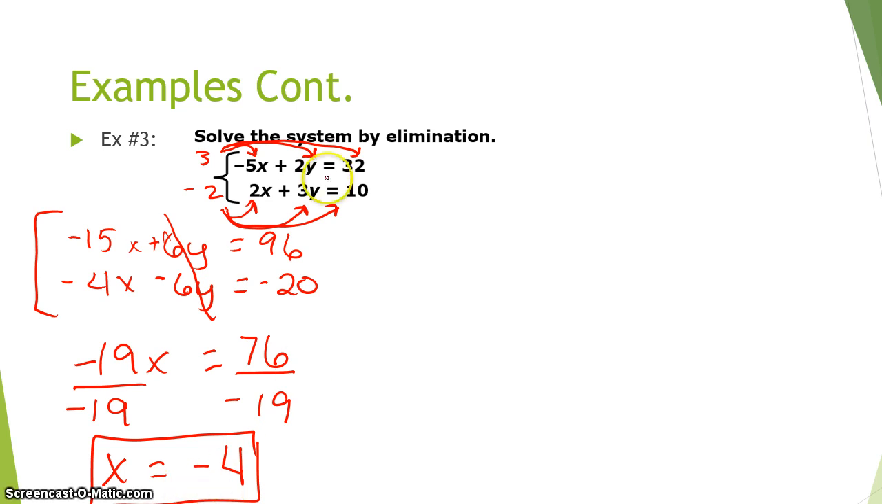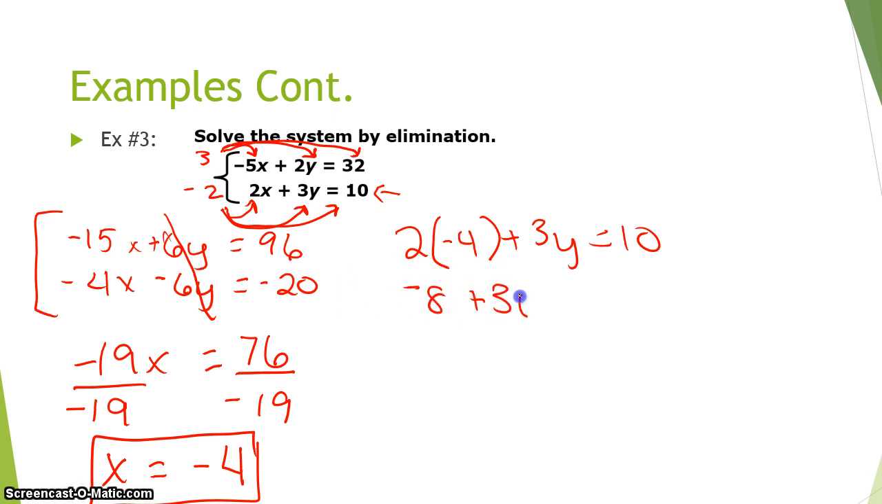Now that I solved for x, I need to plug in x into one of the original equations to now find my y. I'm going to just choose the second equation, just because there are a little bit more user-friendly numbers to work with here. So I have 2 times x. My x we said is negative 4 plus 3 times y equals 10. 2 times negative 4 gives me negative 8 plus 3y equals 10.